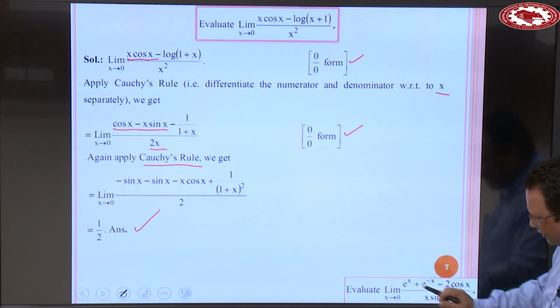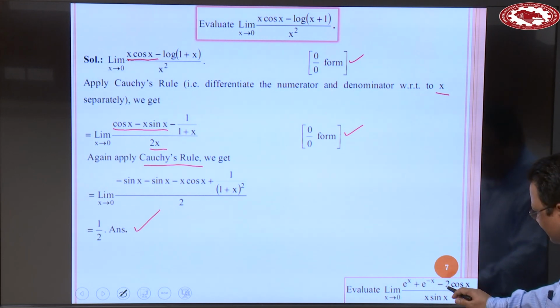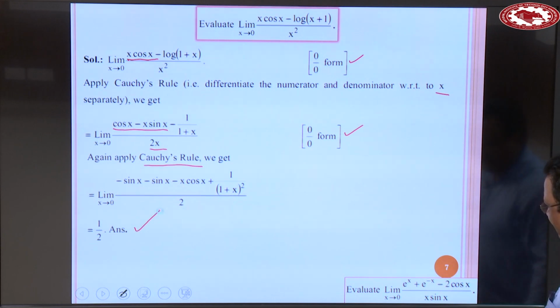Okay, one more problem. Evaluate limit x tends to 0 of (e raised to power x plus e raised to power minus x minus cos x) divided by x sin x.